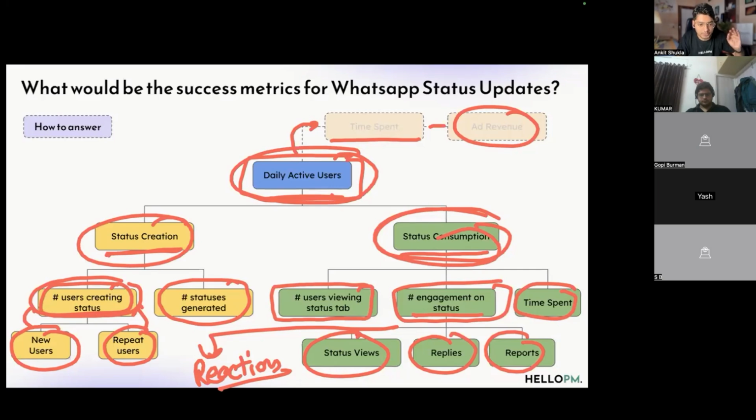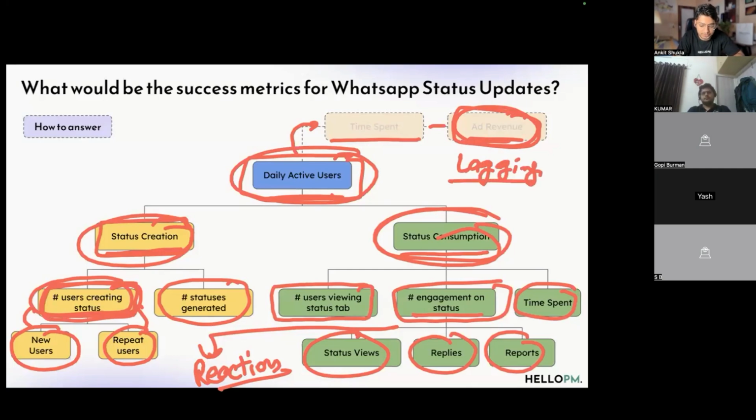Now, there is one more concept, something called the leading metric and something called the lagging metric. Leading metric means that these things are going to happen as soon as possible. For example, whenever the user creates a status, this metric is going to increase, and the number of statuses is going to increase. But revenue will not increase as soon as possible. It will take a cycle of revenue in order to improve. So ad revenue is a lagging metric which takes some time.